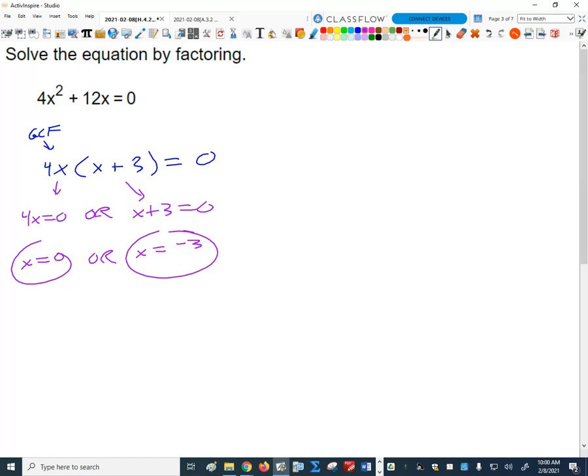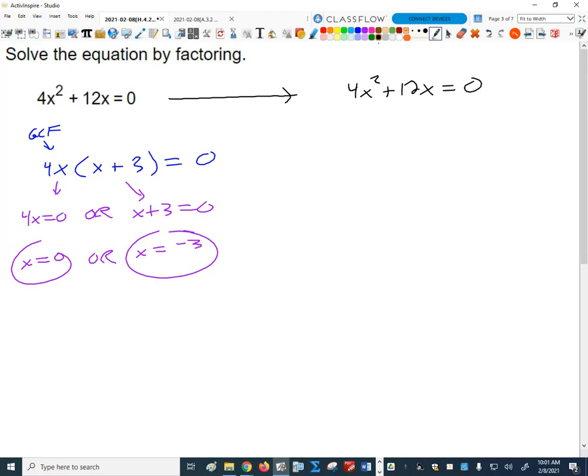Now, I'll make one other point here, and there's sort of a fork in the road on this one. The other way you could do this is a very minor difference. We cannot divide both sides of an equation by a variable when it's in standard form like this, agreed? Because I'm going to lose a solution if I do that. If I divide both sides by 4x, I just get x plus 3 equals 0, and I only get one of my two solutions. But I can always divide both sides of an equation by a constant.